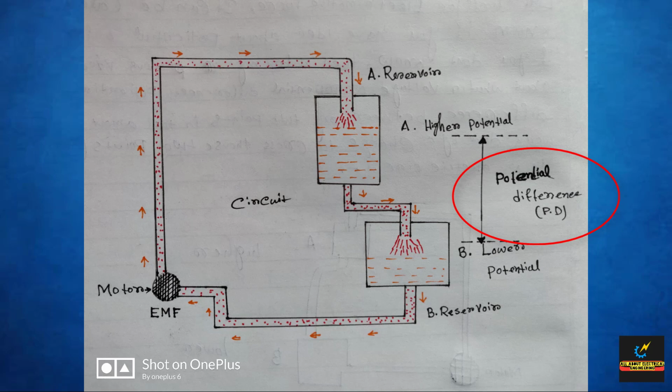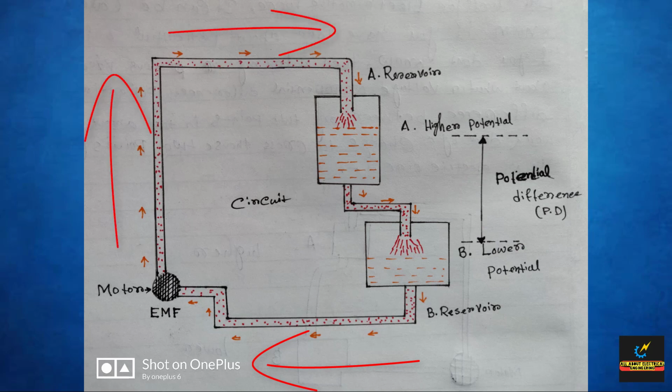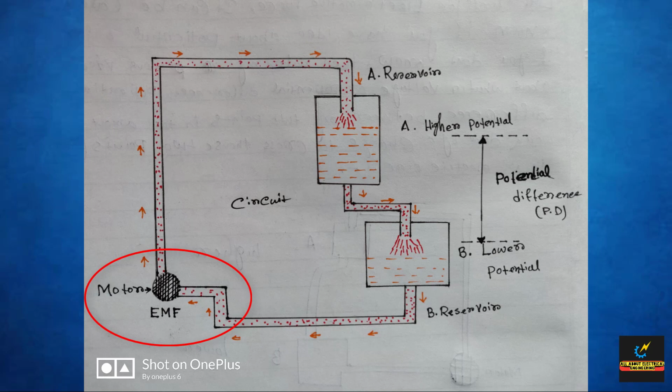After that, again the water of reservoir B is transported to reservoir A through a pipe connection. This was not possible without the use of that motor, which is playing a very important role in transferring water from lower potential to higher potential. Hence, the motor is maintaining the difference in potential. This is the EMF for this cycle to run continuously. So, the energy required to maintain the potential difference is EMF.